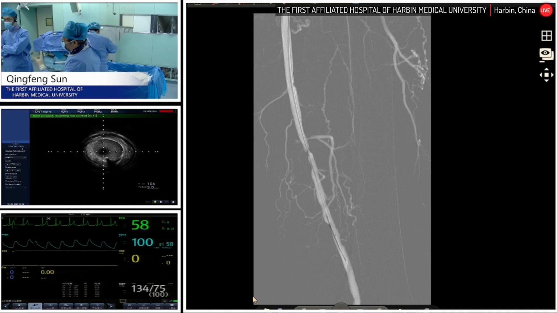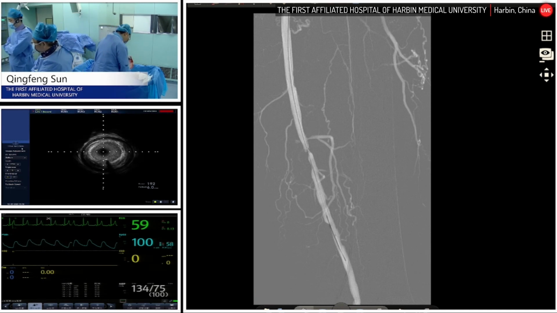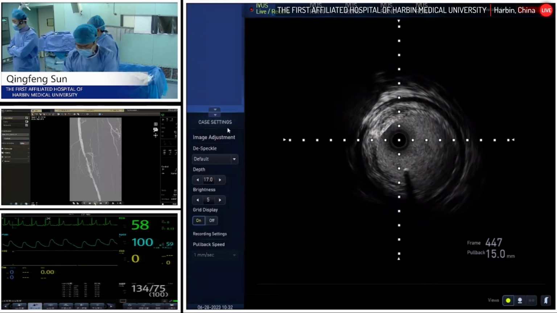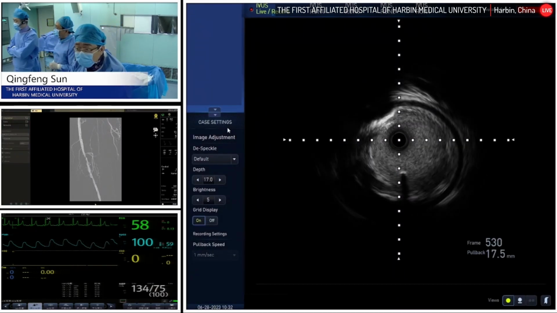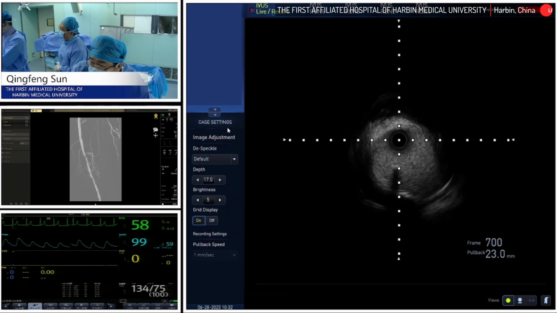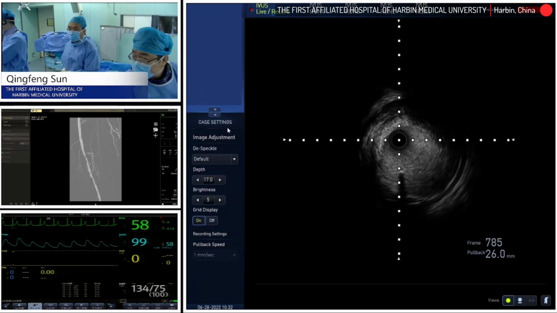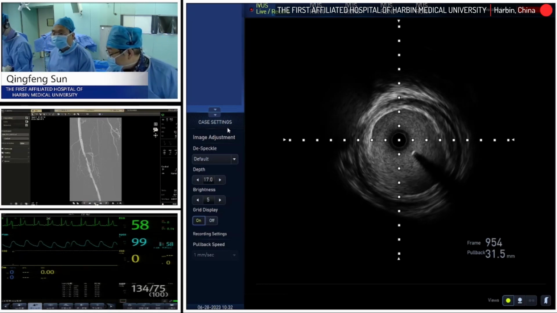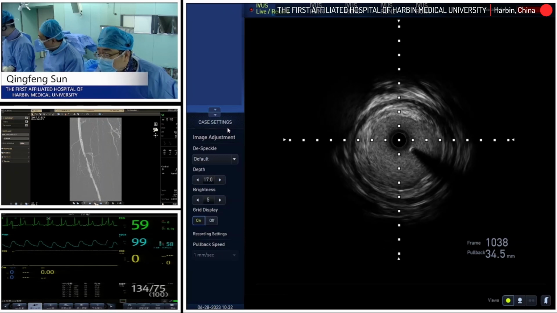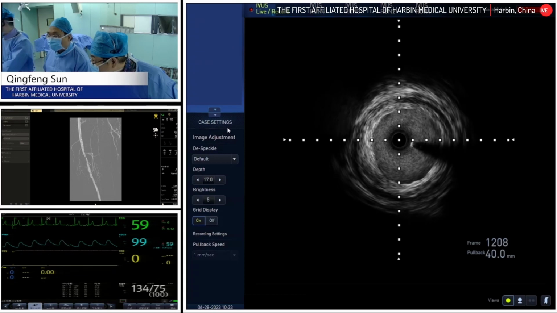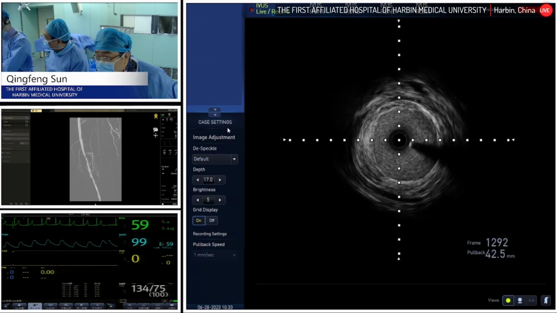Okay, we use the IVUS to check after the balloon. All right, so we'll need Dr. Gong's help for interpreting the IVUS again. After Foley predilation, you can see the lesion. This is the distal segment of the lesion.